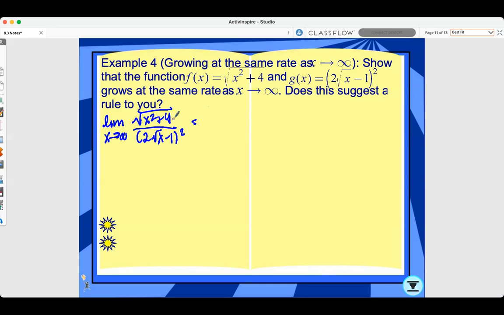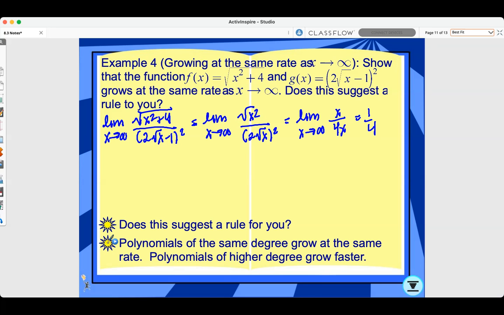So this plus 4 and this minus 1 just shift the functions left and right. So it would be the same as taking the limit as x approaches infinity of the square root of x squared all over 2 square root of x all squared. So this would become the limit of x over 4x, which equals 1/4. So since I got L, a number, 1/4, they grow at the same rate. Polynomials of the same degree grow at the same rate. Polynomials of a higher degree grow faster.